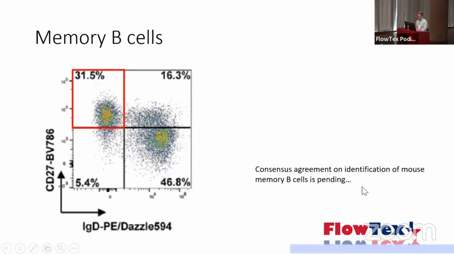And you can read the disclaimer here that the consensus of agreement on identification among B cells is limited. And that's just because B cell guys like to argue with each other, I suppose.